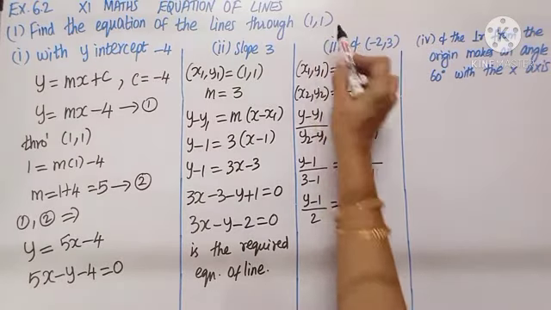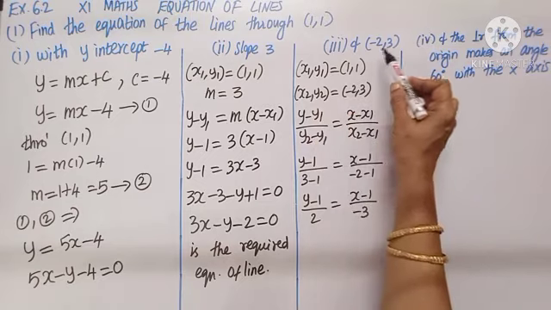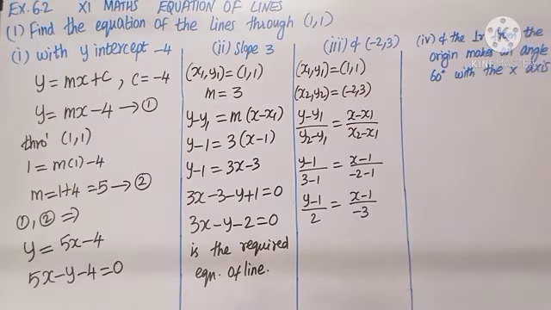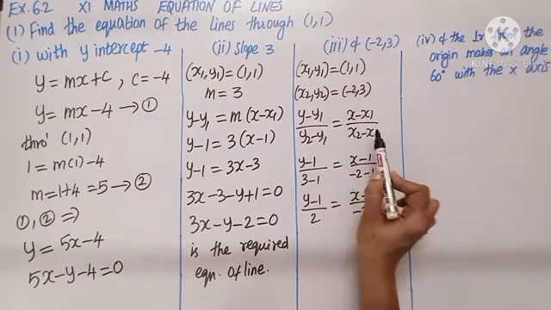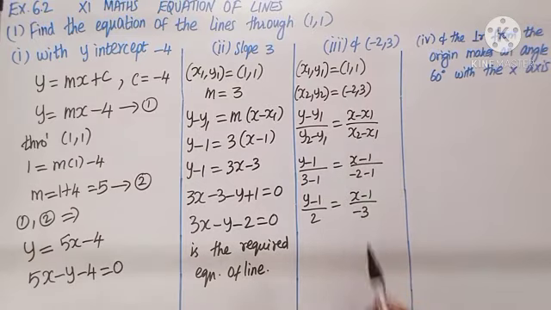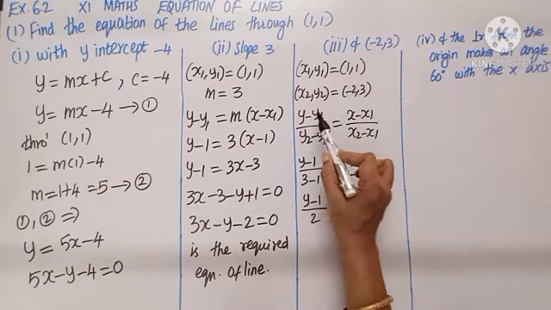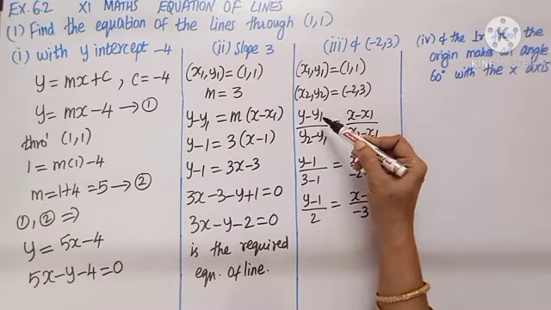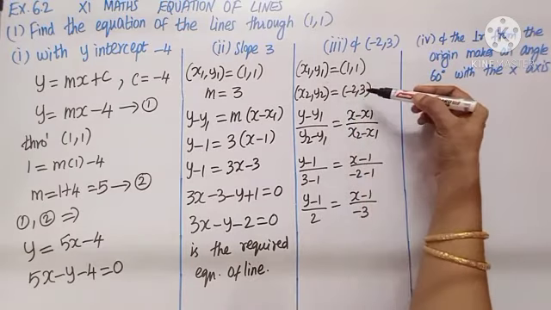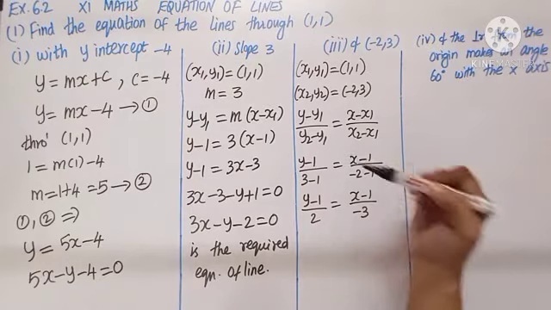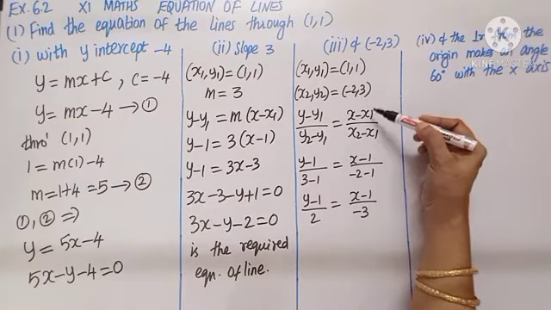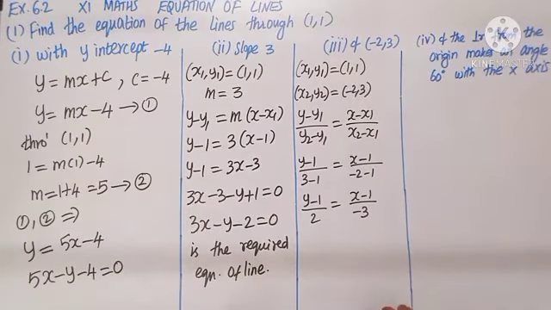Consider the first point as x1, y1 and the second point as minus 2, 3. We know the 2-point formula for the equation of a line: y minus y1 over y2 minus y1, that is 3 minus 1, equals x minus 1 by minus 2 minus 1.